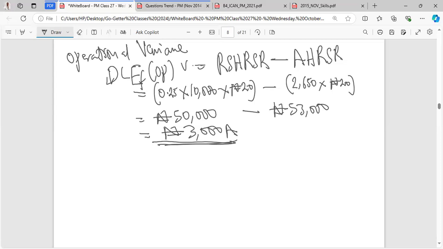So if you look at it here, this is 2,650. This is supposed to be 2,500. You multiply 0.25 times 10,000, it's supposed to be 2,500. So the revised standard is supposed to be 2,500 hours, but they used 2,650. So they are not efficient. And that cost the company 3,000 naira more than it's supposed to.